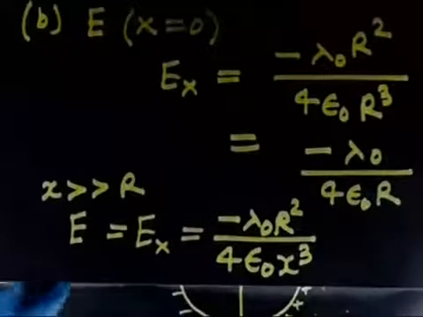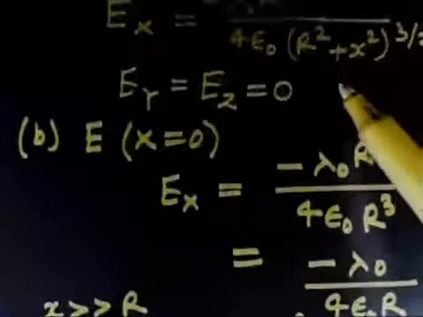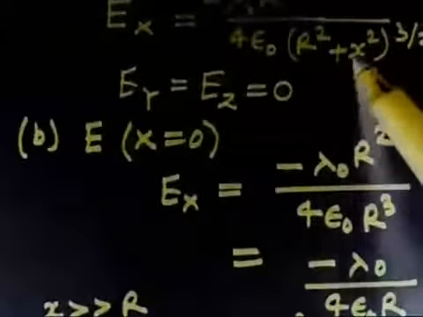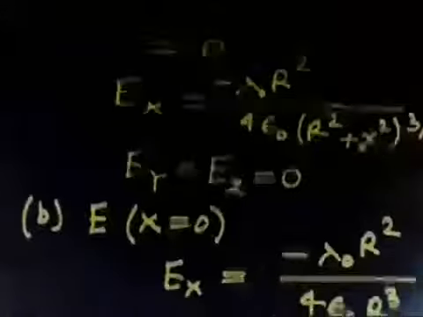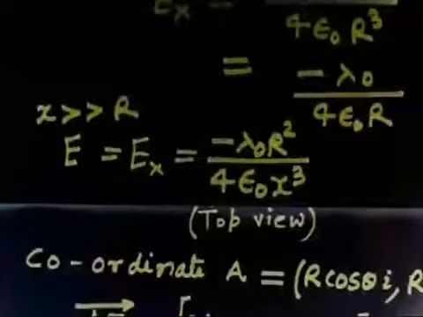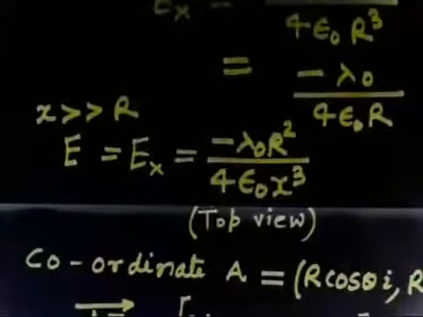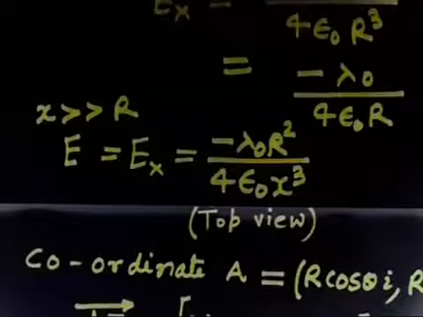You see what I am doing, r can be neglected with respect to x, so x square plus r square is equal to simply x square. So x square to the power 3 by 2, that is x cube. Are you getting? So you will have this value. So this is the electric field. You see, this is very obvious that the electric field should lie only in the negative direction of x-axis. You can verify yourself.